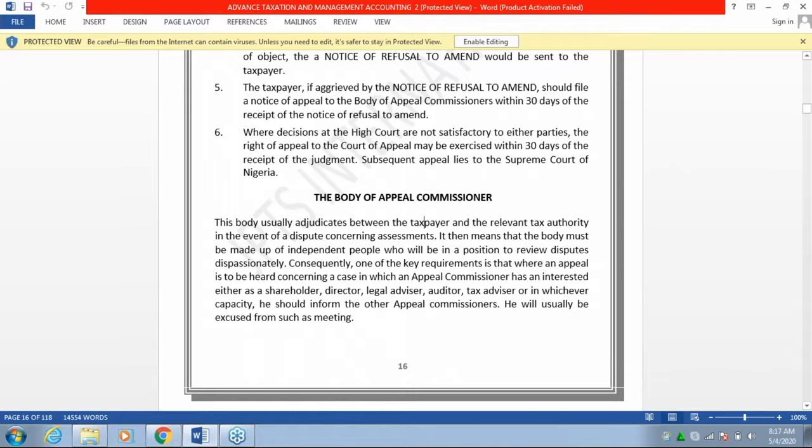dispassionately. Consequently, one of the key requirements is that where an appeal is to be heard concerning a case in which an appeal commissioner has an interest, either as a shareholder, director, legal adviser, auditor, tax adviser, or in whichever capacity, he should inform the other appeal commissioners, and he will usually be excused from such a meeting.